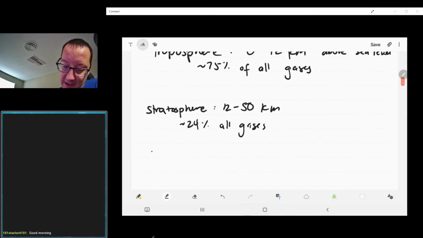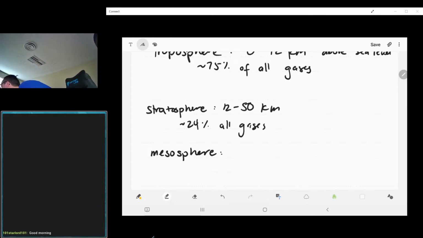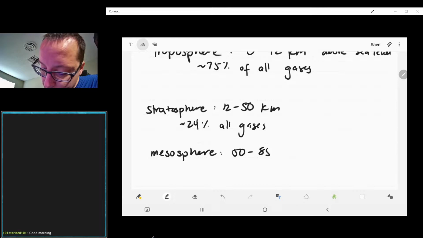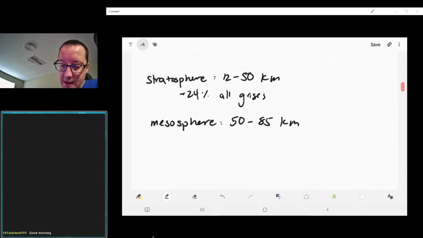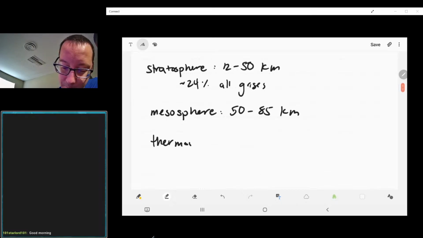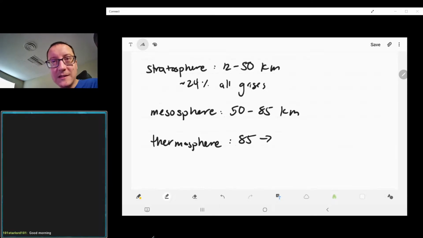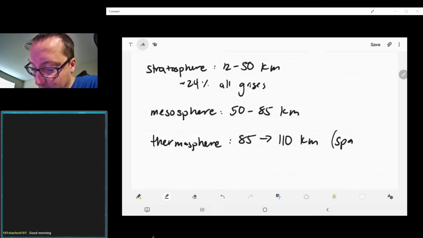If we keep on going, we end up with the mesosphere, which is, let's see, that one's going to go to about 85 or so. You don't need to memorize these numbers or anything. These are just for your information. And when we talk about certain layers, we'll reference these numbers a little bit. But again, it's not important that you memorize those by any means. All right. And then the last one we've got is the thermosphere, which is going to be 85 to wherever we decide the atmosphere ends, which is usually about 110 or so. At that point, we're in space, for sure.